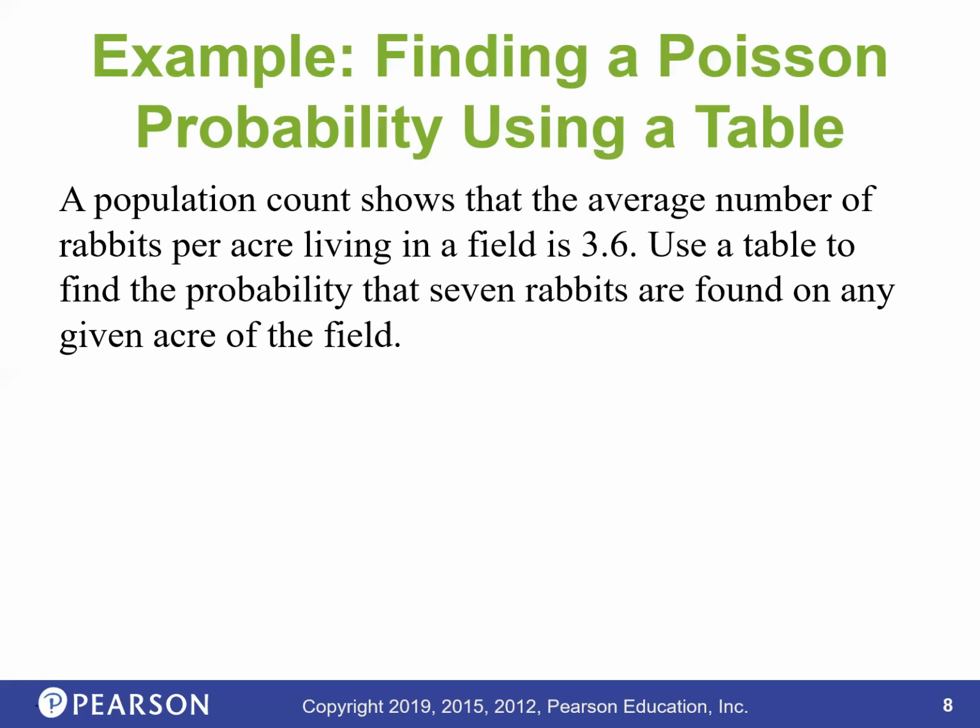Okay, pretty good. On the test, I will not require you to do it by table. Okay? This is just an exercise. All right, so a population count shows the average number of rabbits per acre living in the field is 3.6. You could use the table to find the probability that 7 rabbits are found on any given acre. This is a pest control problem here.